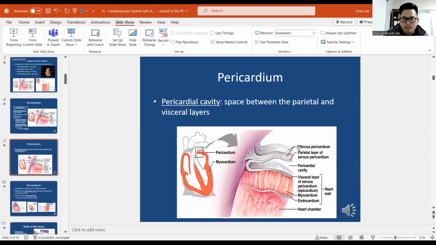Like I was saying, though, you can see the parietal pericardium and the visceral pericardium. The pericardial cavity is where you find the pericardial fluid right between them.